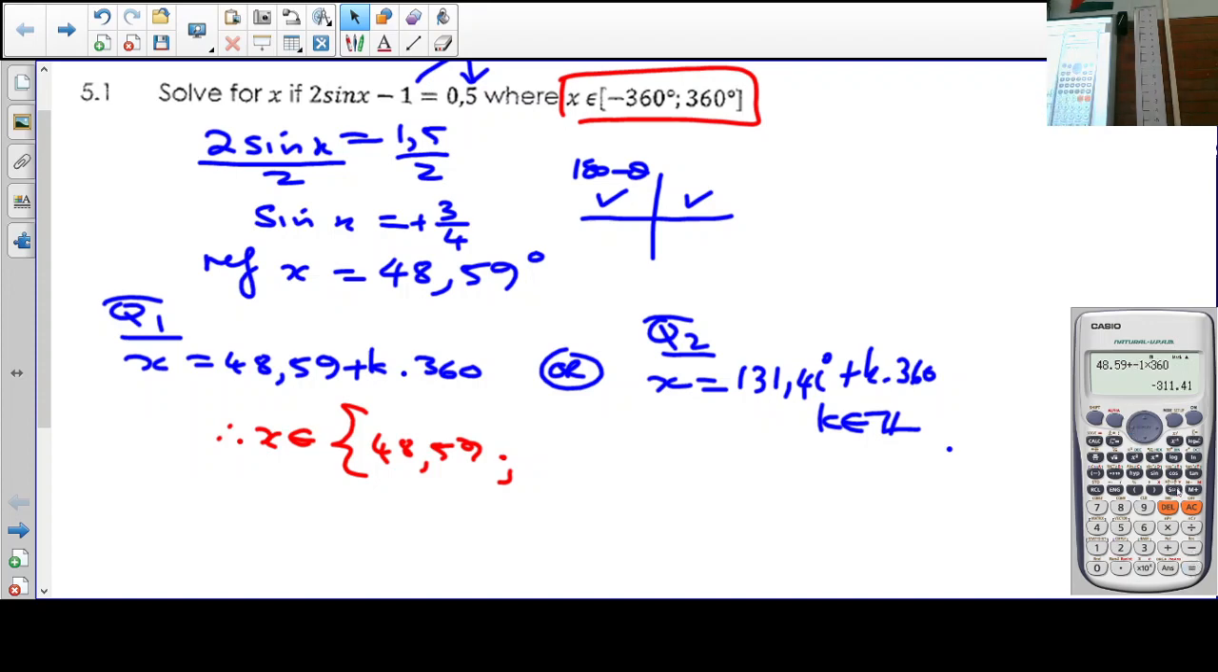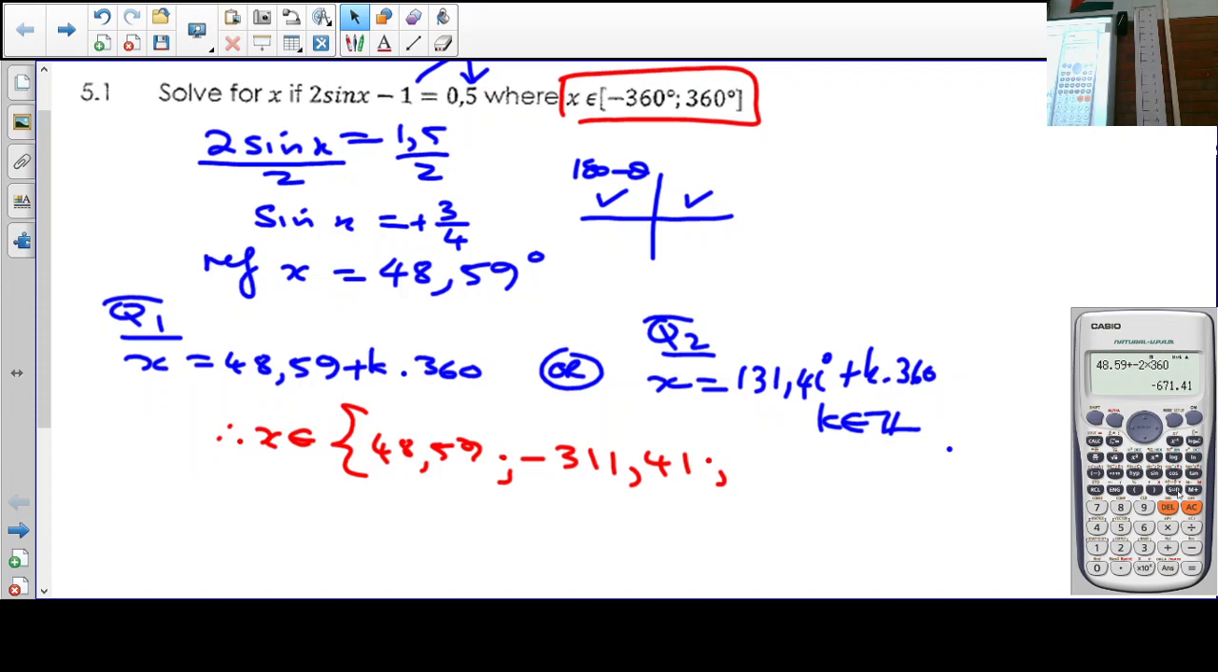And I get negative 311,41. Is that inside the given domain? Yes. So I write that down. So it's negative 311,41. If I put negative 2 in here, what do you notice? It's going to be outside. It's lower than negative 360. So I don't write that down.